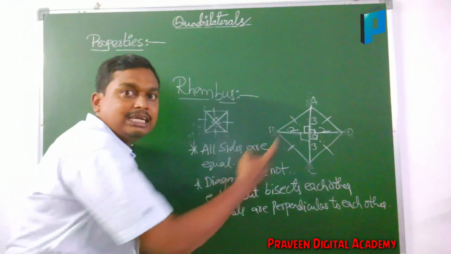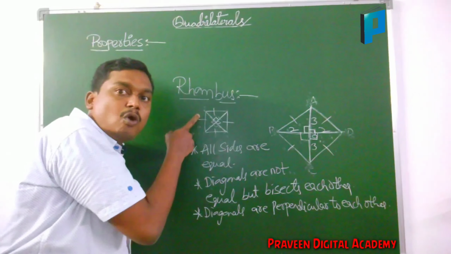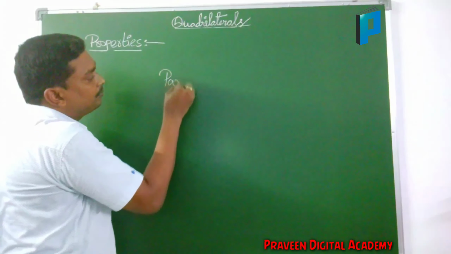Simply we can say that the rhombus with equal diagonals forms a square. Let us go for parallelogram.